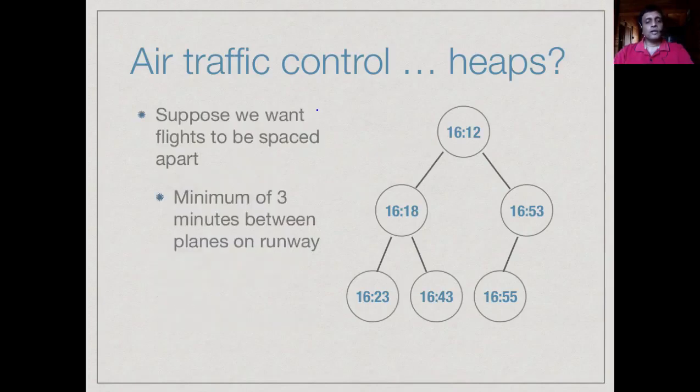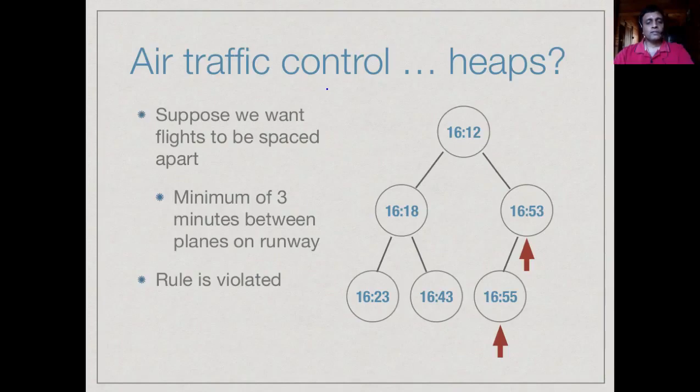So suppose we have an extra requirement on this. Not only do we want to give priority to the earliest event to happen, but we also want to impose some minimum separation of planes to avoid any possibility of collisions on the runway. So we say that 2 planes accessing the runway must be a minimum of 3 minutes apart. Now in this example, we can see that the rule is violated by the 2 events at 16:53 and 16:55.